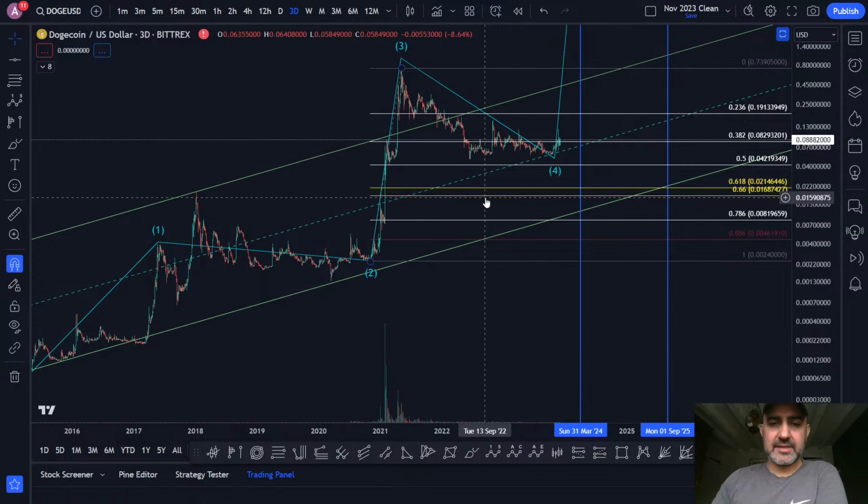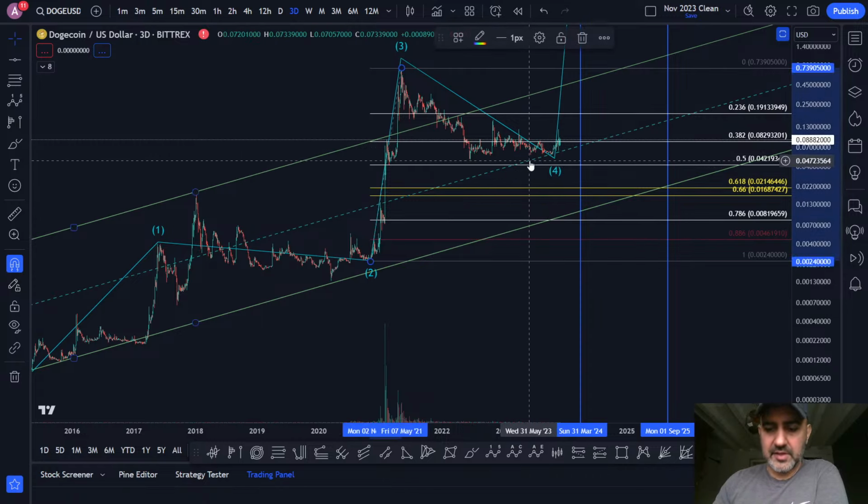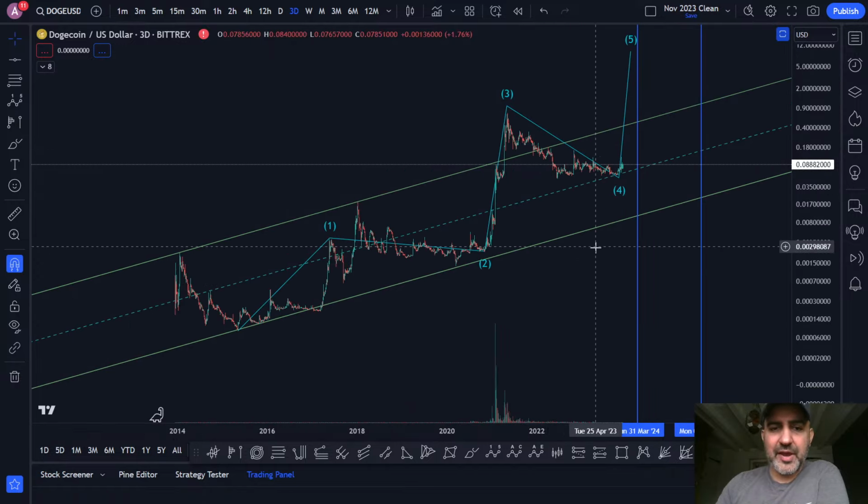Yeah, it hasn't come back to the golden pocket. Hasn't even come back to the 50%. It's just underneath the 382 and we're coming back up the 382. That's quite bullish in this correction. It's quite a bullish correction.